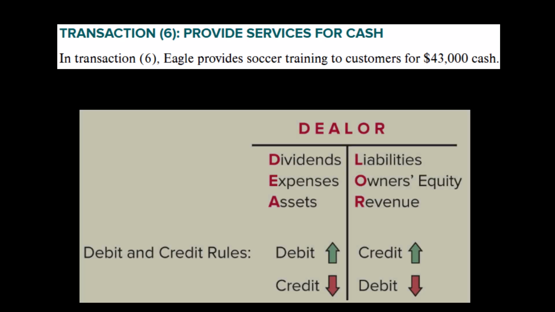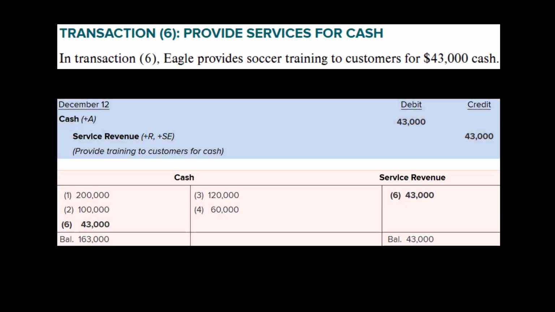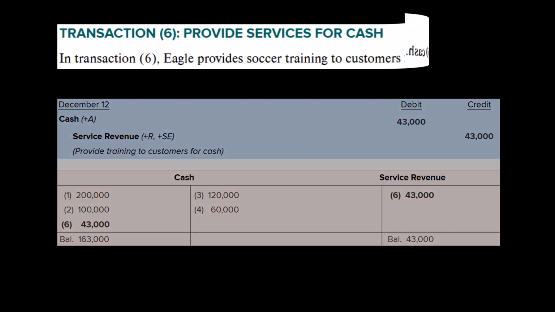Transaction 6. We earned $43,000 in cash for providing soccer training. Our cash, an asset, is increasing, so we debit cash. We also earned revenue, which increases stockholders' equity. Revenue increases with a credit, so we credit service revenue. The entry is a debit to cash for $43,000 and a credit to service revenue for $43,000.